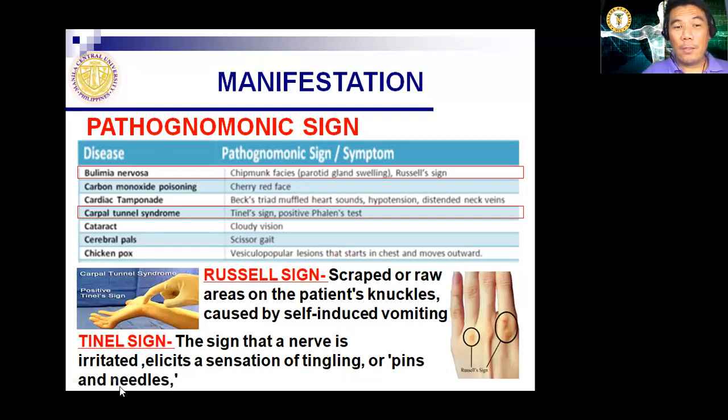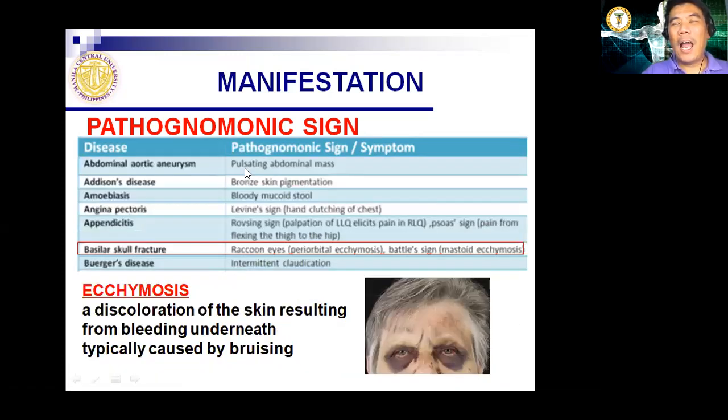So we have the first two slides. Let's have a review. For abdominal aortic aneurysm, again, pulsating abdominal mass. Addison disease, which is adrenal insufficiency, the client has bronze skin pigmentation. Amoebiasis, the client may have bloody mucoid stool. Angina pectoris, the client may have Levine sign. Appendicitis, you will remember too, we have Rovsing sign, palpate on the left, elicit on the right.